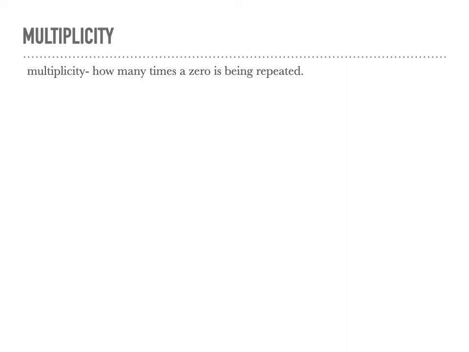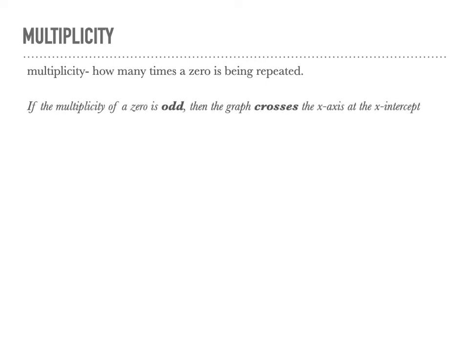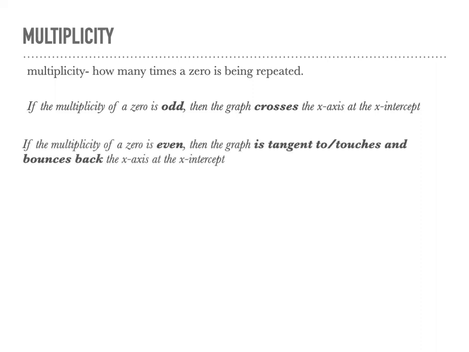Multiplicity is essentially how many times the 0 is being repeated. So in the previous case of a quadratic function, that 0 was repeated twice. If the multiplicity of a 0 is odd, then the graph crosses the x-axis at that 0. And when the multiplicity of a 0 is even, then the graph is tangent to the x-axis at that 0, or the x-intercept, meaning it touches and kind of bounces back.